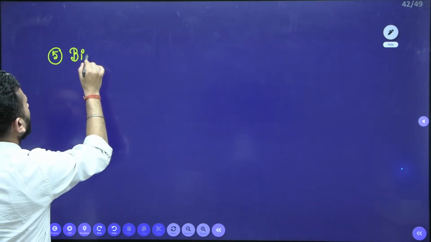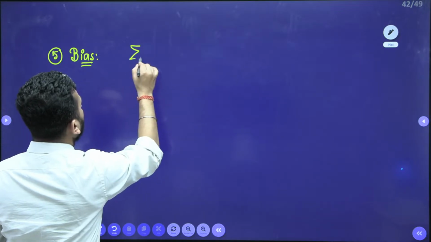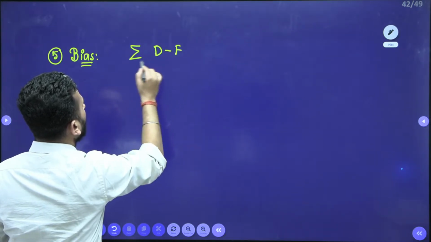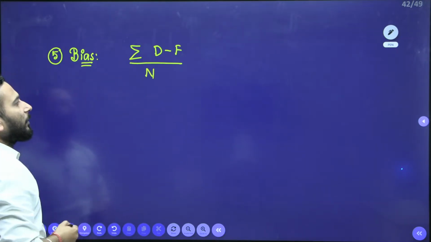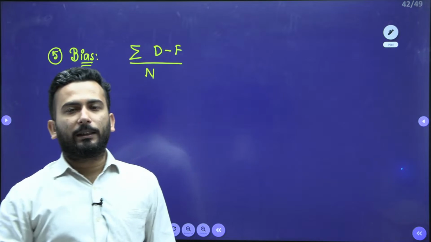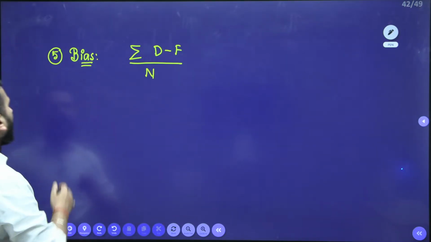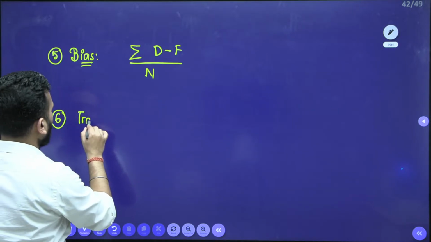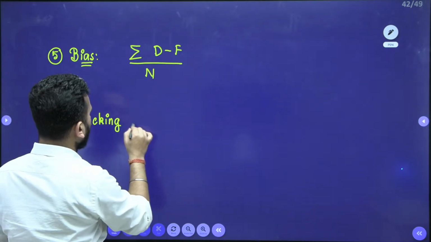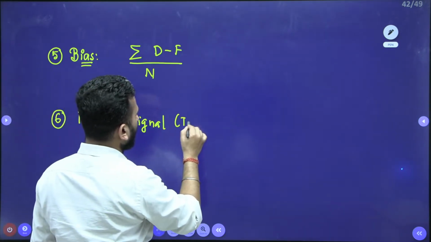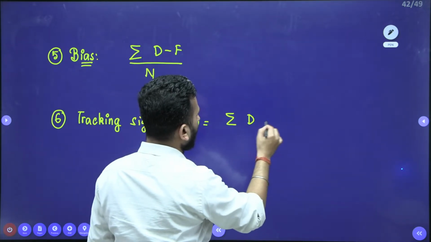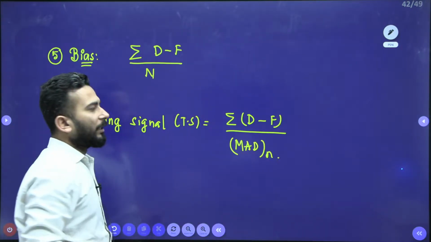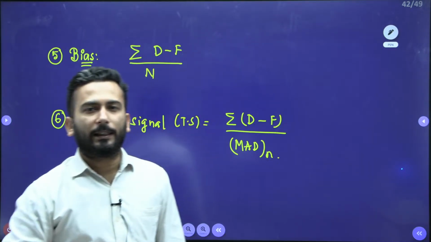What is bias? Summation of D minus F, divided by n, taking the mean without considering the sign, and you will get the bias, right? What more is there? Tracking signal is there. What is tracking signal? Tracking signal is summation D minus F divided by the mean absolute deviation for that number of periods. So these are the types of errors in forecasting.